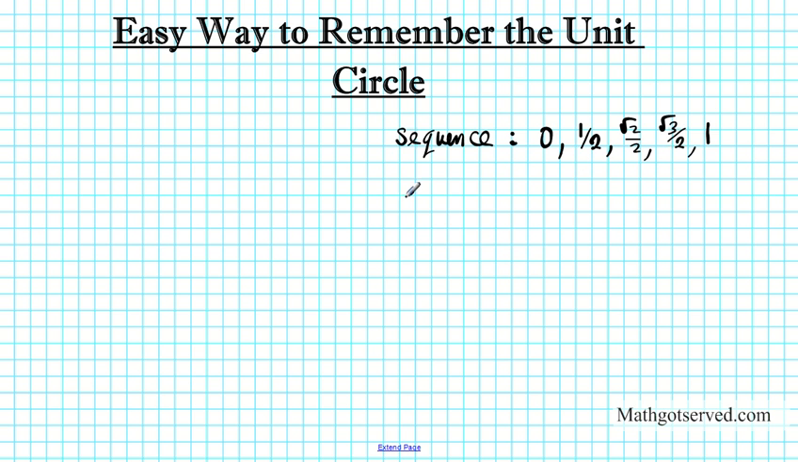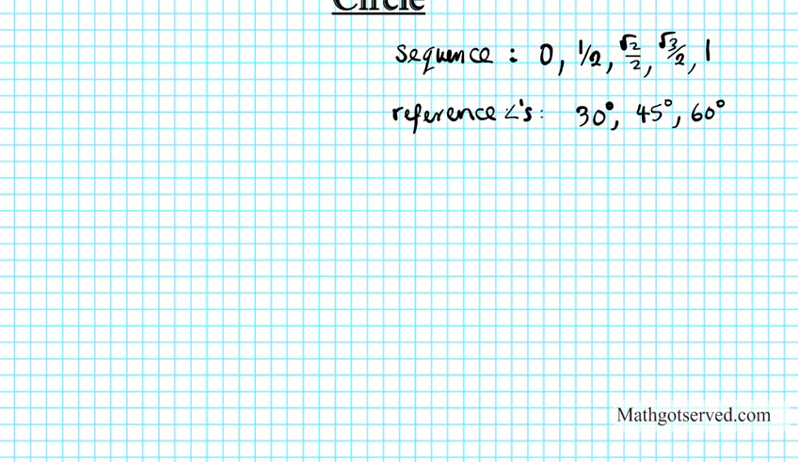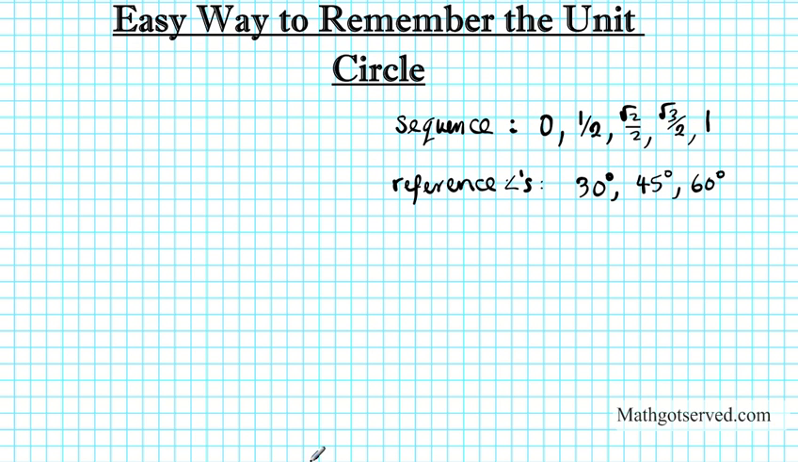The next thing I need you to memorize is the reference angles. There are only three reference angles I need you to memorize, and they are 30 degrees, 45 degrees, and 60 degrees. Think back to geometry, or trig: what is the meaning of a reference angle? Basically, the reference angle is the angular measure from the terminal side to the closest x-axis.